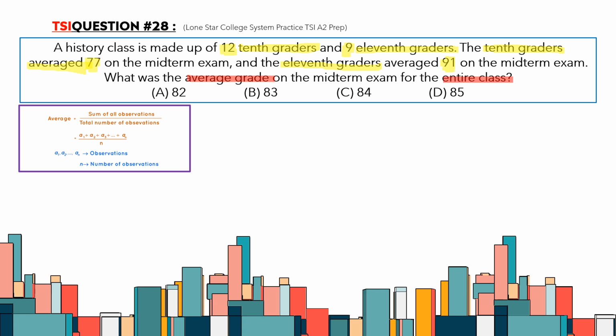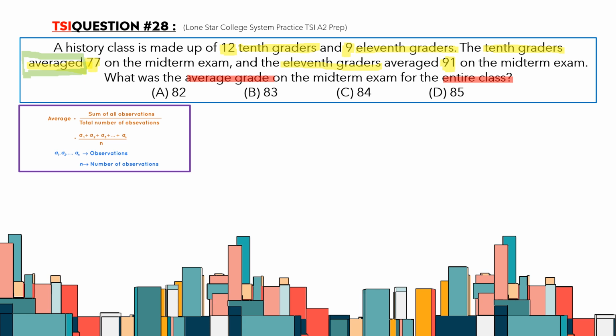The keyword here is the average. What is the average? The average is calculated by adding the sum of all observations. For example, in 10th grade, we have 12 students, and each of them earns some points on their test. So we add all 12 scores together, then we divide by 12, so that we have the average of 77.